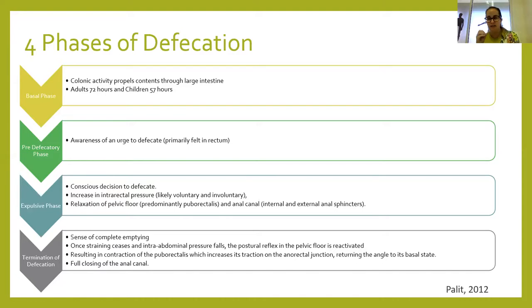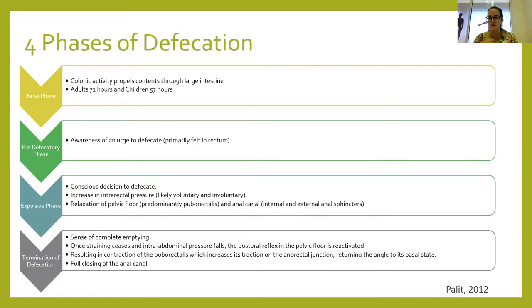You'll get an increase in your intrarectal pressure, and you get that relaxation of the pelvic floor, and everything comes out. And then you get the termination of defecation, which you sense that you've completely emptied, the straining ceases, your intra-abdominal pressure falls, and your postural reflex in the pelvic floor is reactivated. Everything comes up normal and holds there.